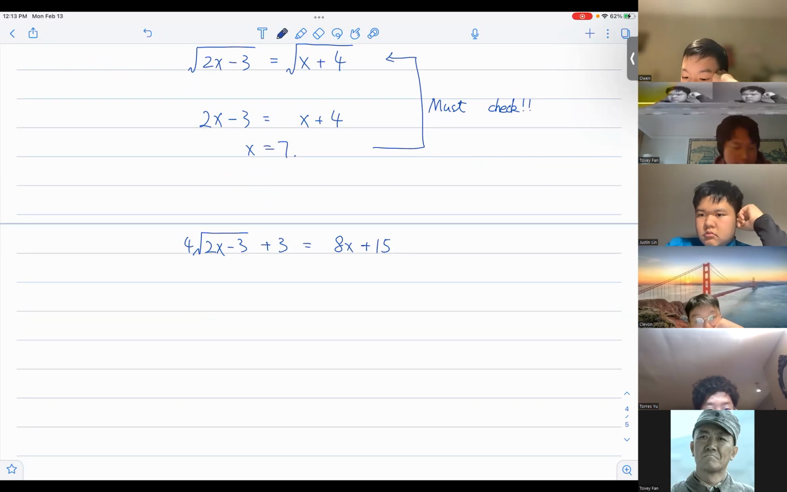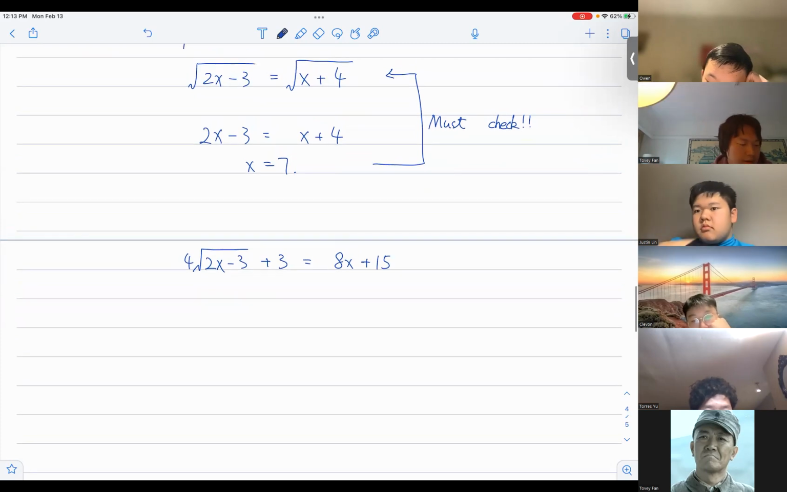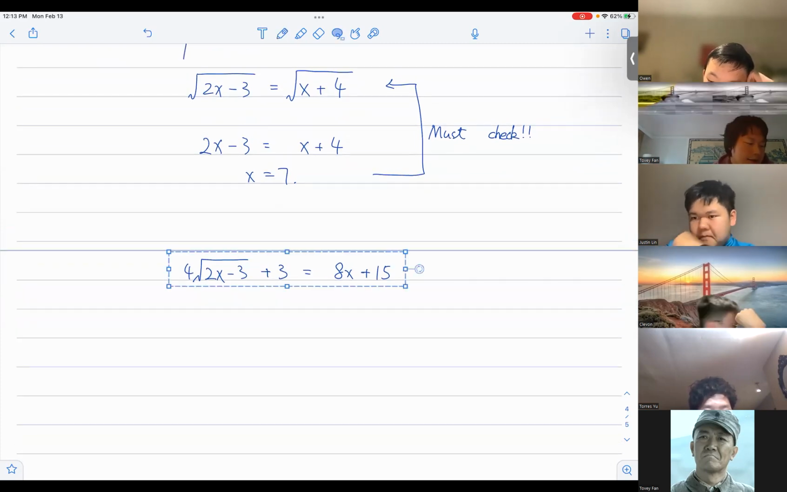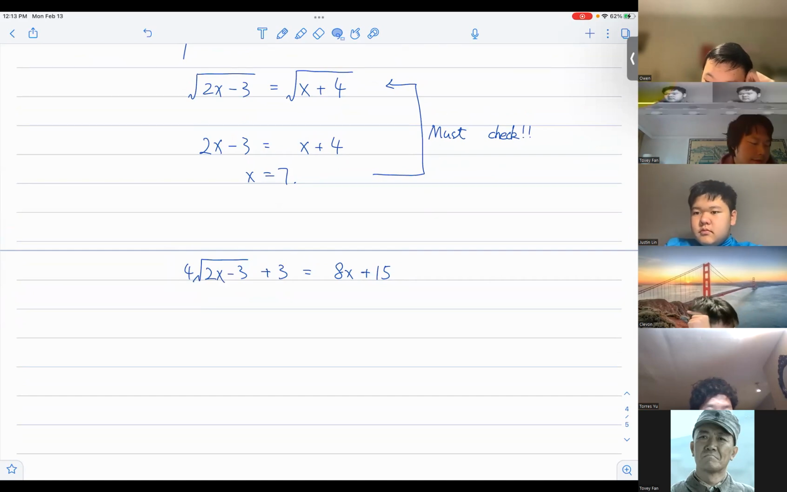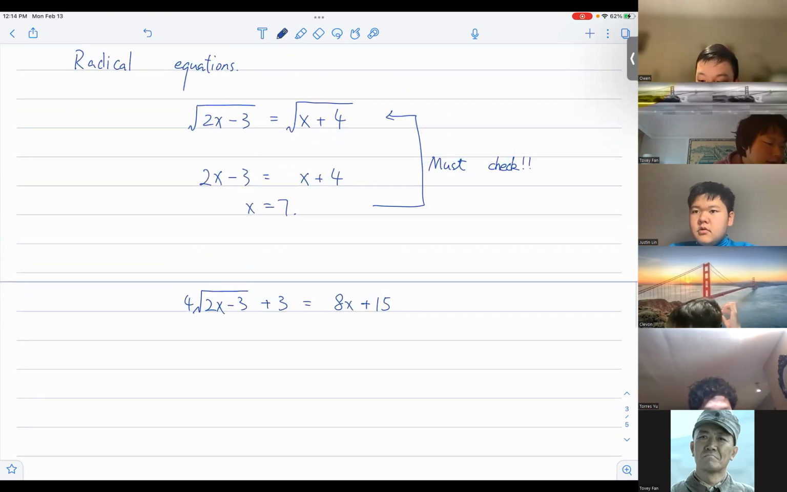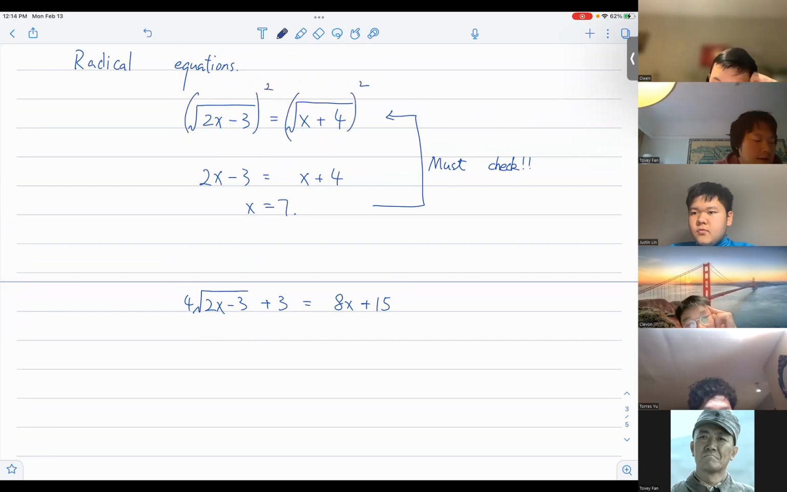No, we can first move 3 to the other side and then divide by 4. Exactly, very nice. So guys, if you have anything like this, the first step is that you must isolate the radical sign, because to eliminate the radical sign by squaring it, it has to be in an isolated form. Like this, you square it, this, you square it, you can eliminate both radical signs, right?